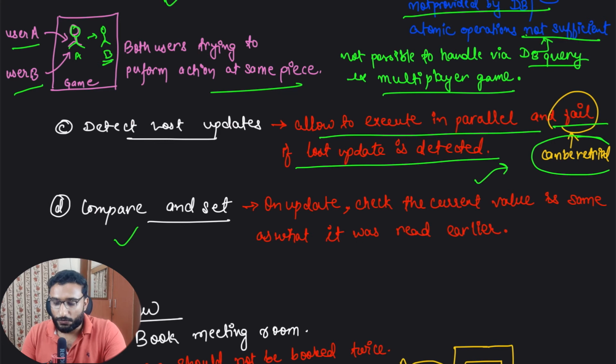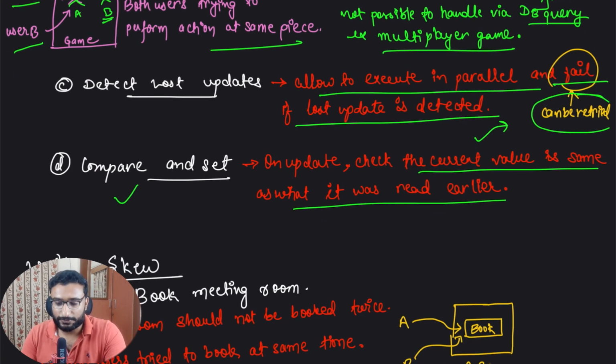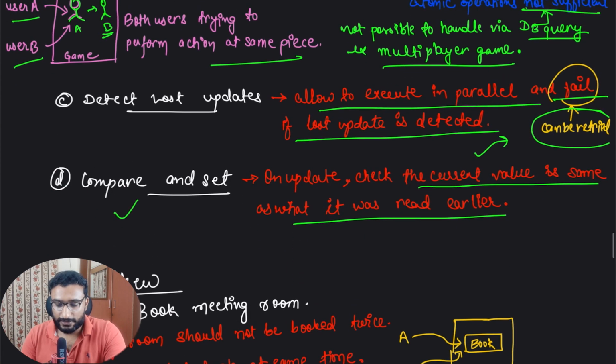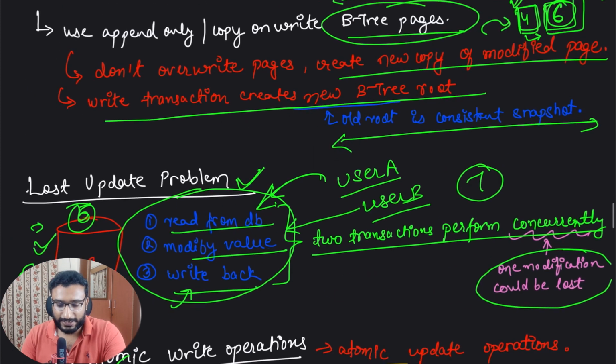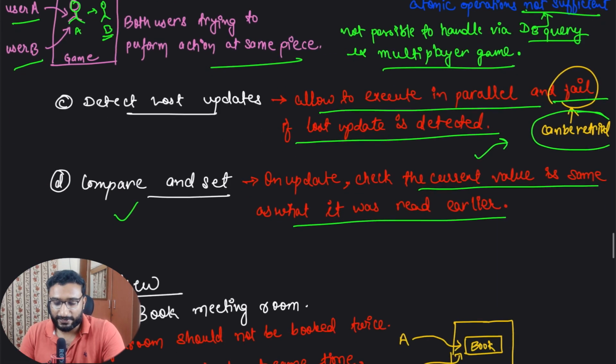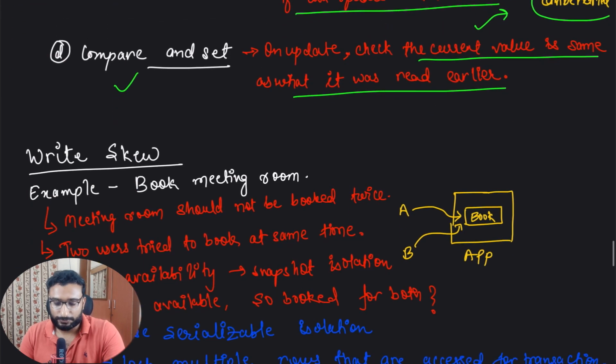Compare and set. On update, check that the current value is the same as what it was read earlier. So in this example only, where we are updating value 5 to 6, when this value was being updated by the second user, it should have seen value 5 because 5 was read earlier, but user B will see the value as 6. So user B can detect that some other write operation happened. So this could be another way to avoid this problem.